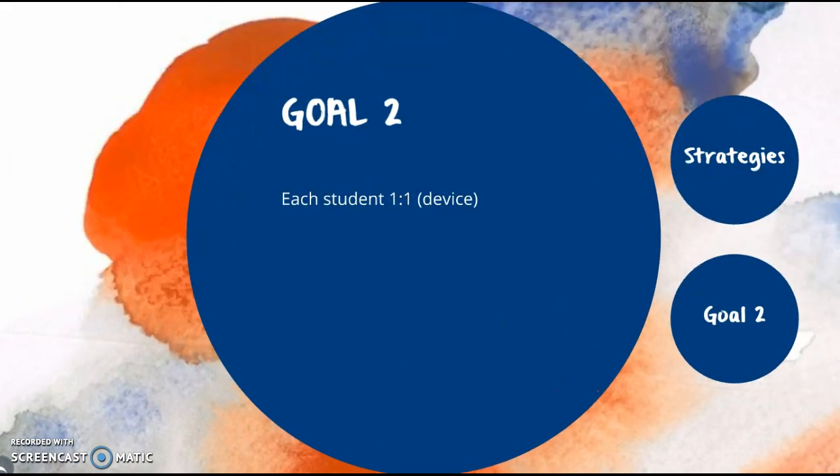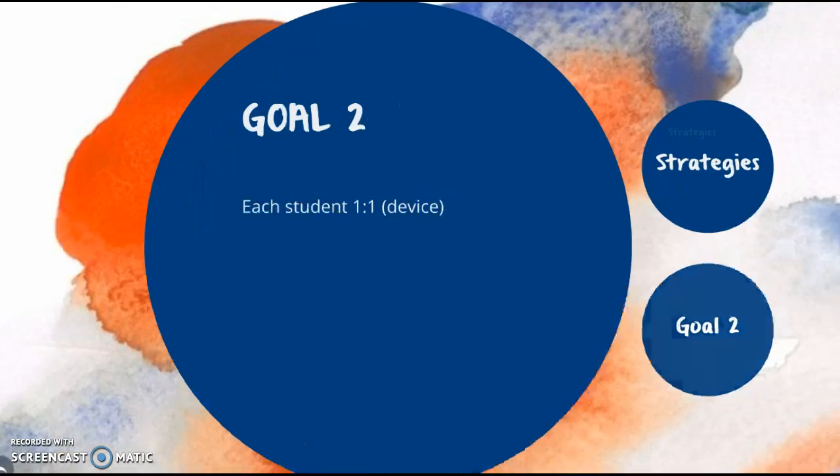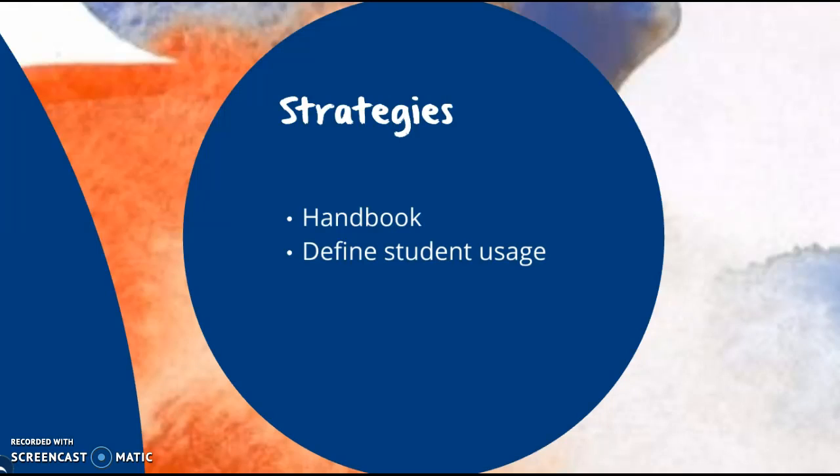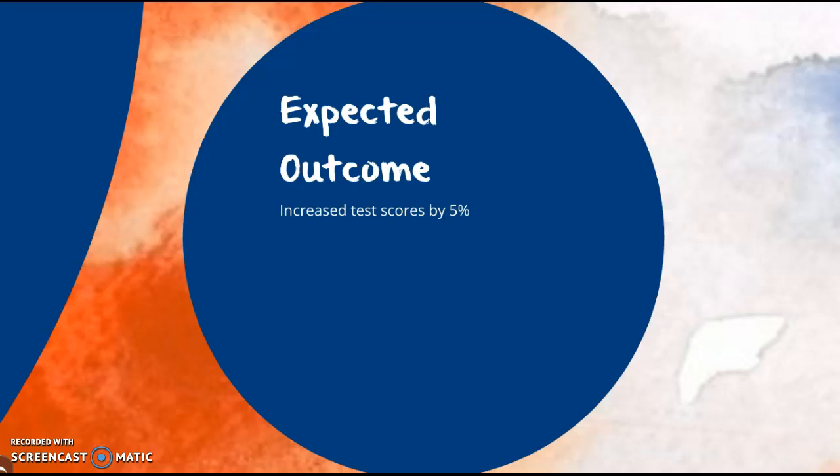Our second goal is to ensure that each of our students operates on a one-to-one device system. Based on us being able to operate in a one-to-one device, we have to define the usage for students, in addition to giving out handbooks for the usage to each parent, student, and staff member. Expected outcome: based on using these different devices, we expect to increase our test scores by a minimum of 5%.